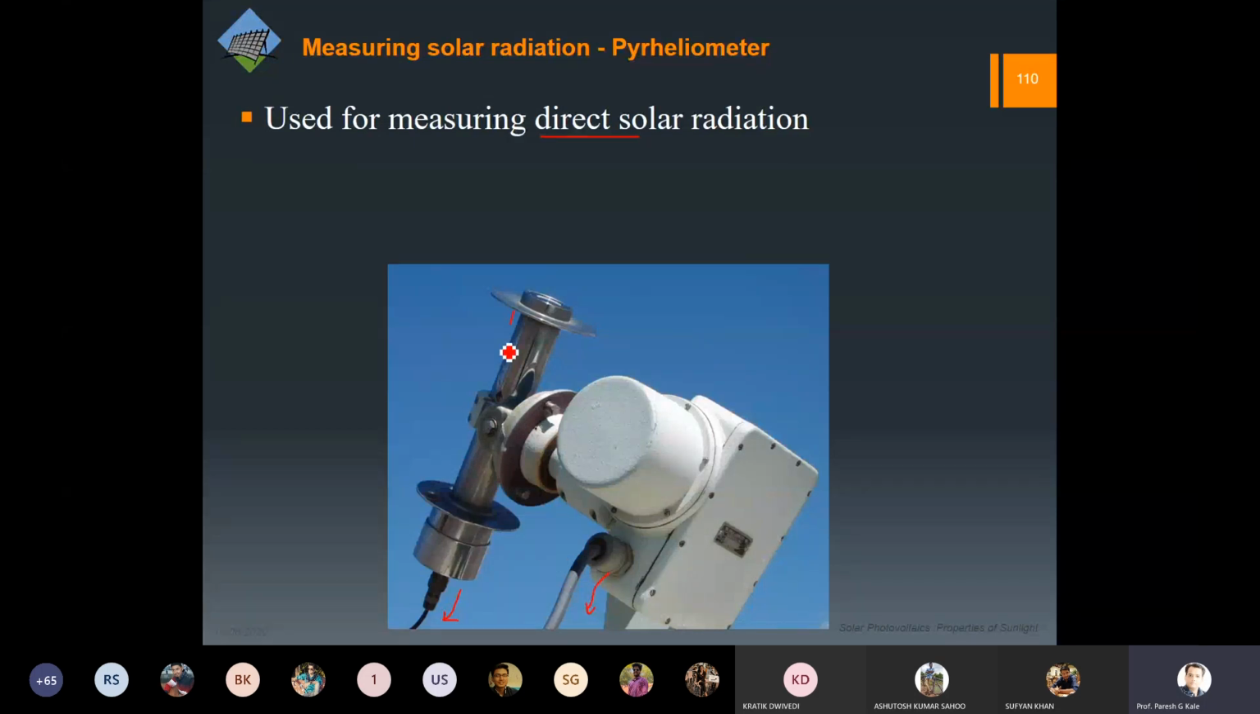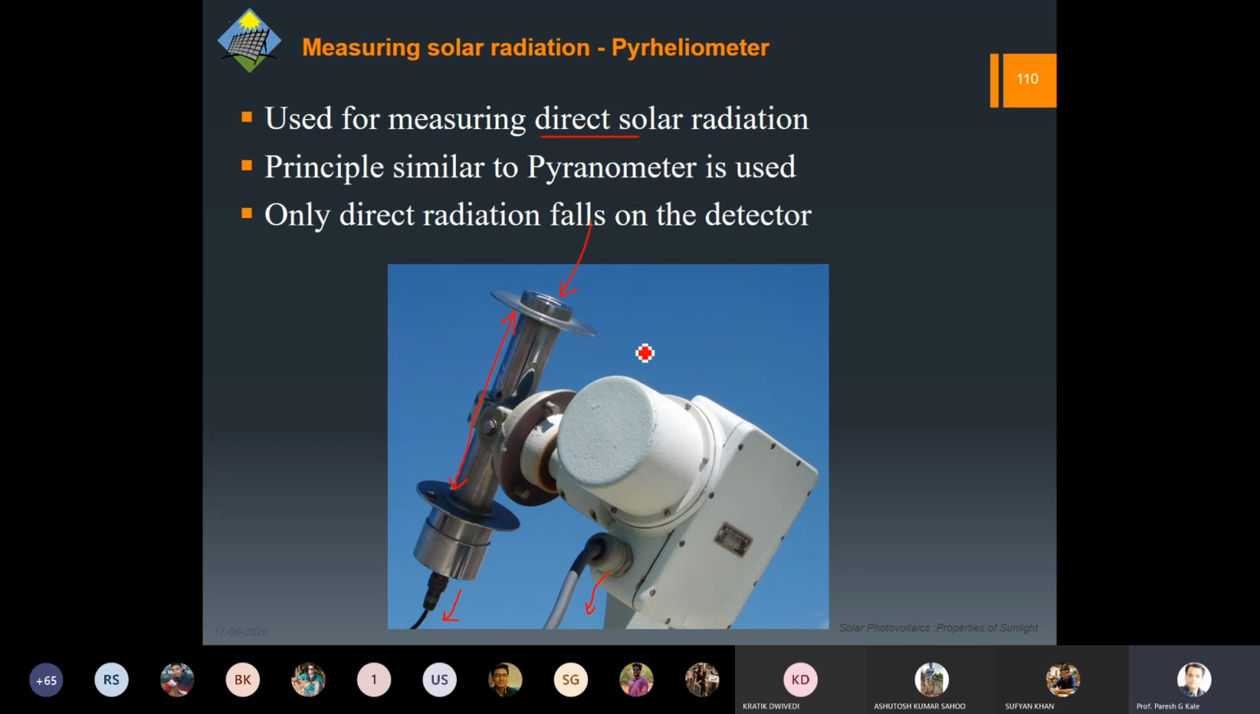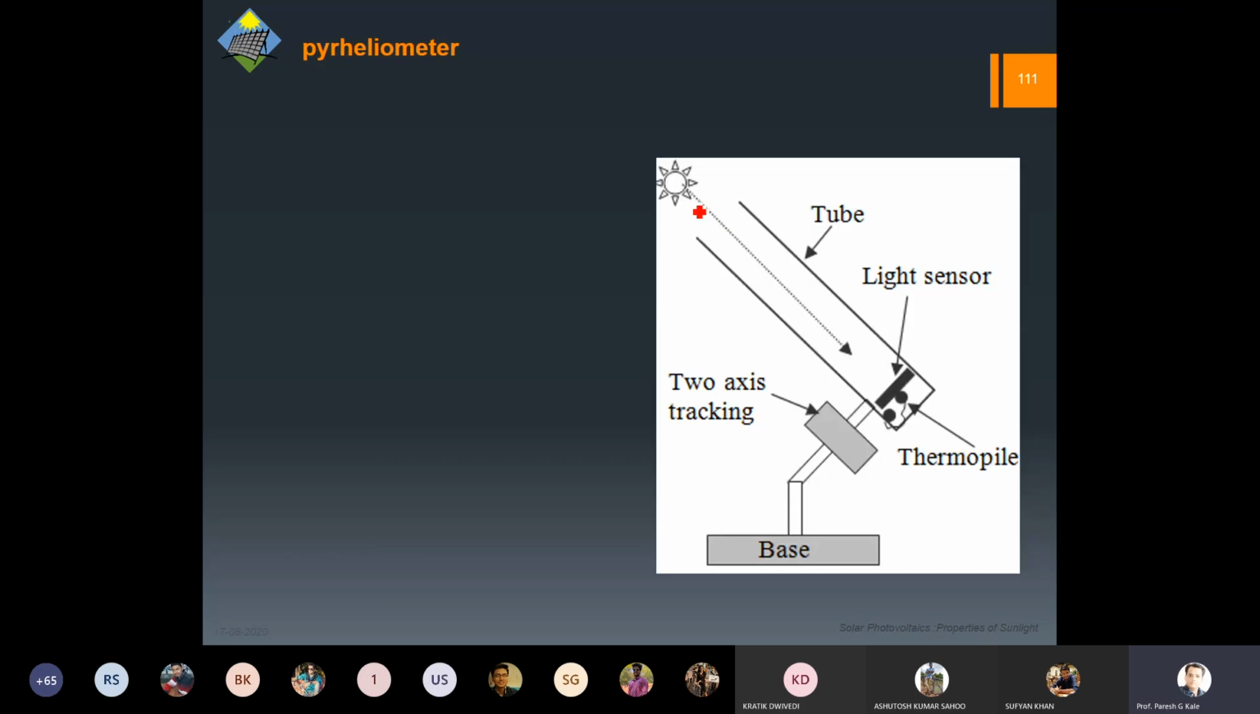Now you can see that there is a long tube, and from your basic physics knowledge, you can understand that the radiation is coming over here. So I will go to the schematic so that you can understand. The principle is similar. The only difference is that direct radiation is used. So you can see that this radiation is coming in. Again, we have the same arrangement over here.